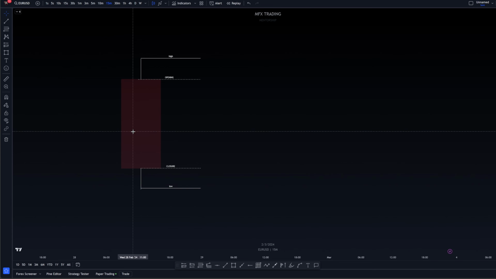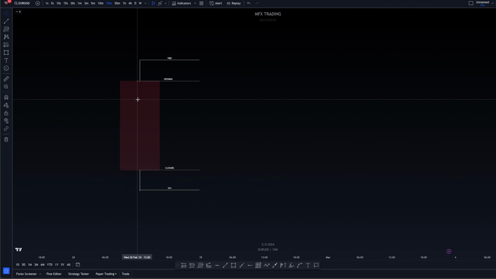If this, for example, is a 1 hourly candlestick, then this is the 1 hour high and this is the 1 hour low. And within this candle, price tells you a lot of inside information, because if this is a 1 hourly candle, inside there are twelve 5-minute candles.